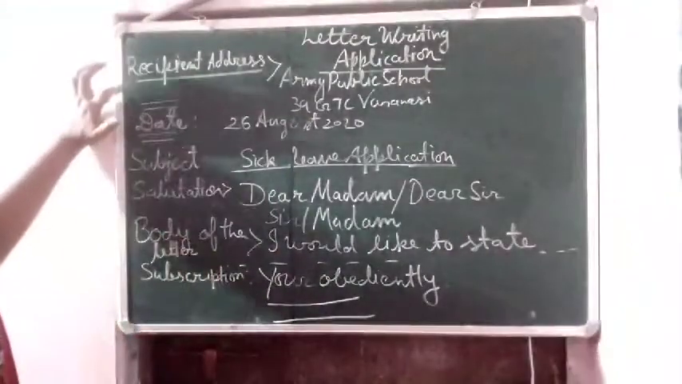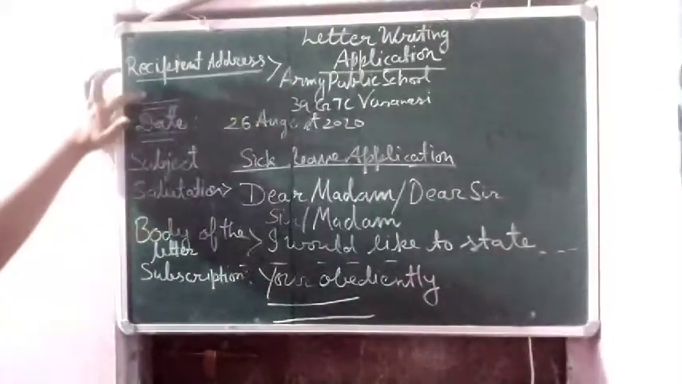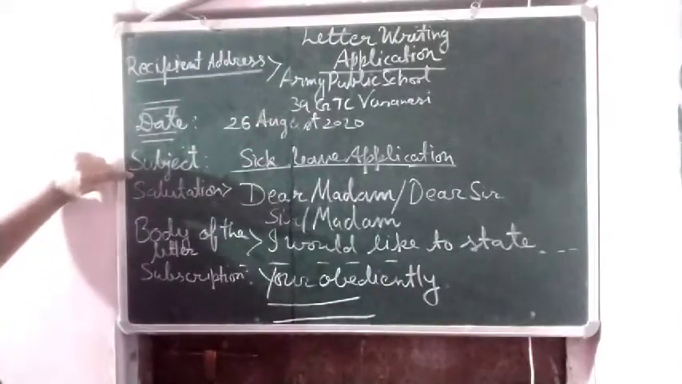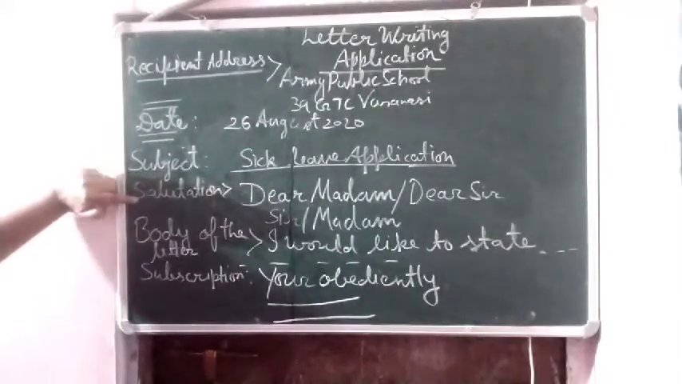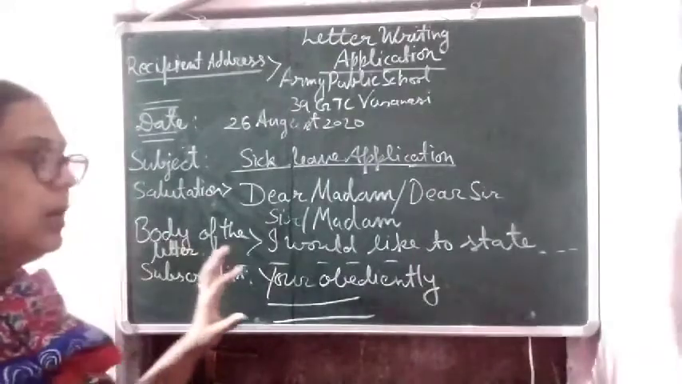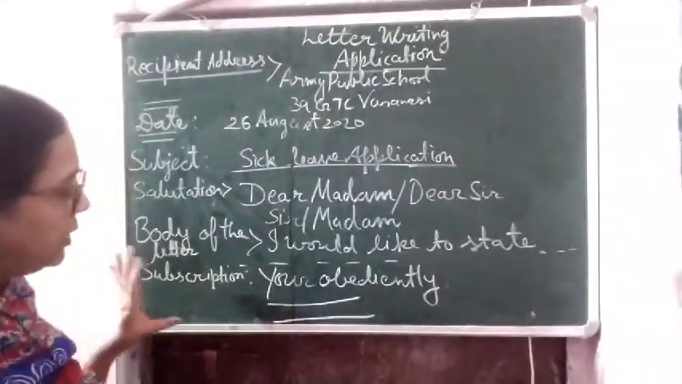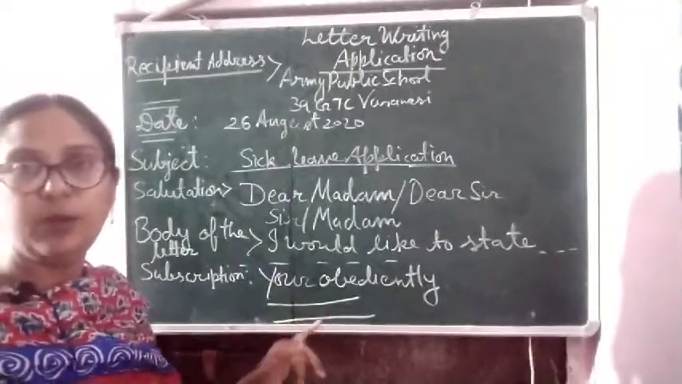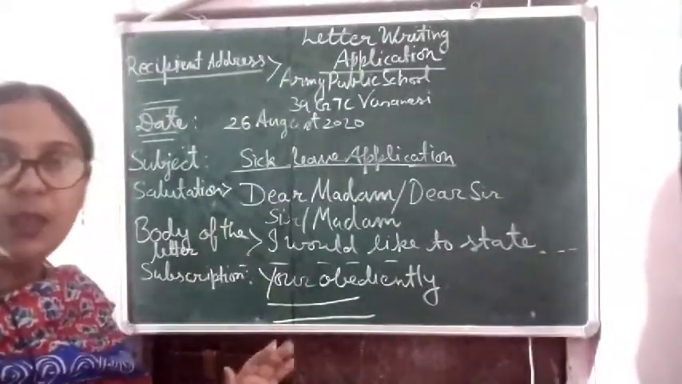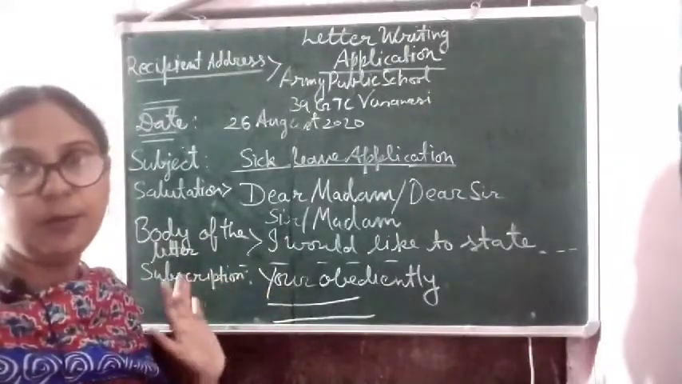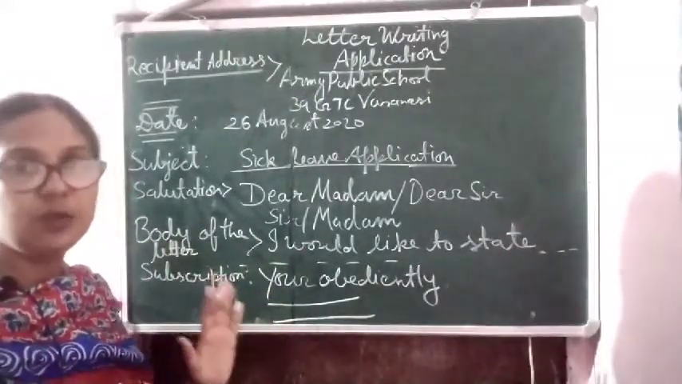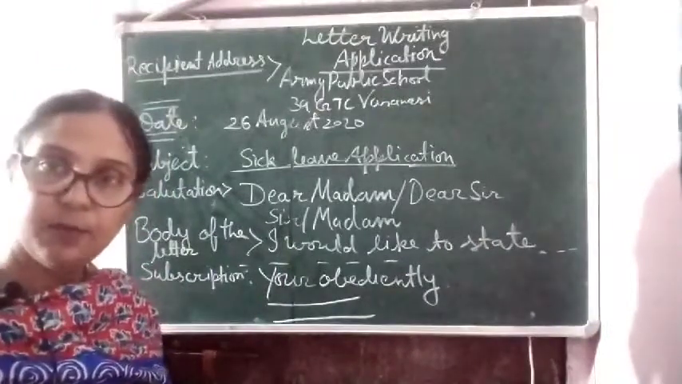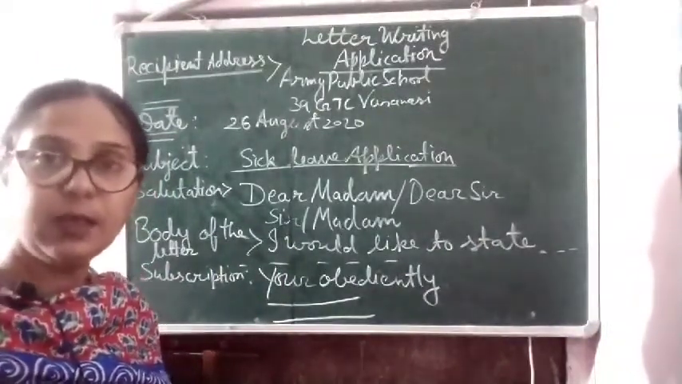First of all, you should remember the recipient address, and then leave one line, then write the date, then leave one line, then write the subject, and then leave one line and write the salutation. After salutation you should not leave any line. You just start from the next line and write everything like this. After that, the subscription, yours obediently, and write your name, and your signature will be there. So this way you can write an application properly. This is the format of application. Let's go through this, and we are moving to solve some examples on the basis of this format. So let's start solving the examples.